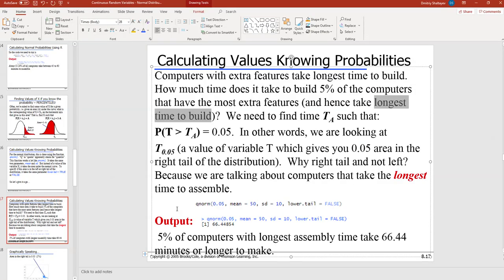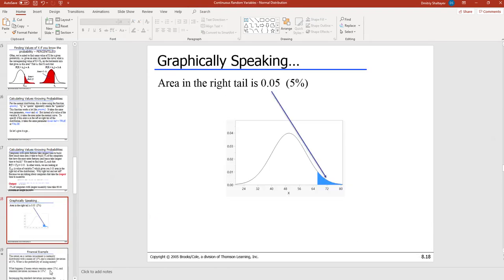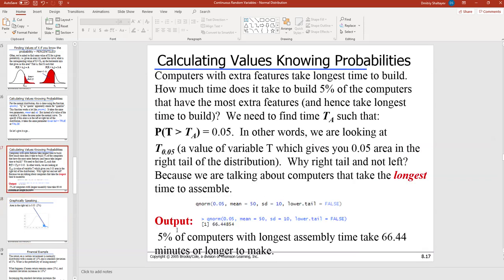So that's how you use the function pnorm to find probabilities given a value, and qnorm to find the value given the probability. These two are reverse problems, essentially. Graphically speaking, here's what we just did. This is a normal distribution with a peak at 50 and standard deviation of 10. 5% of the most complicated computers take the longest time, so they're in the right tail of the distribution. So this blue area is 0.05, and the value that cuts 0.05 in the right tail is what we just found, 66.45.